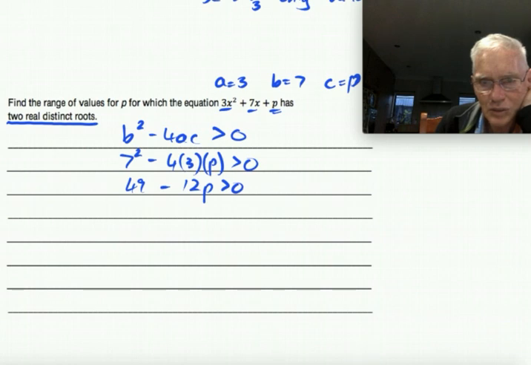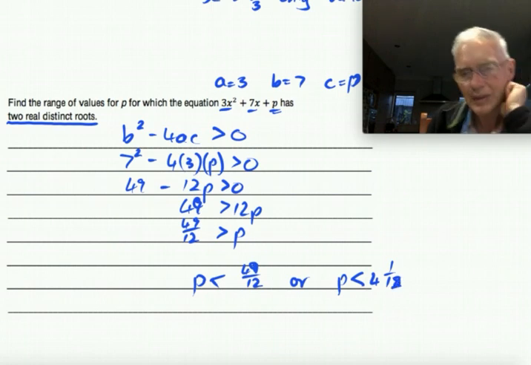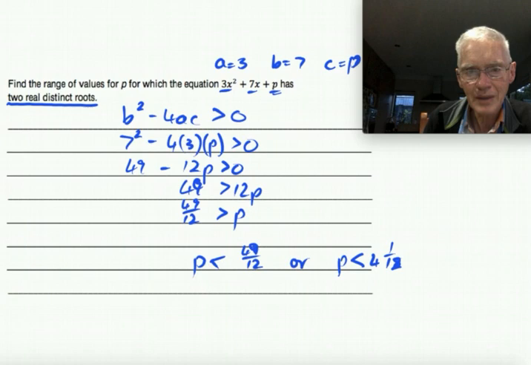I'm going to put the 12p to the other side. 49 is greater than 12p. And then divide by 12 to get p by itself. 49 over 12 is the value of p, or you could say p is less than 49 over 12. Or how many times does it go in? P is less than 4 12s of 48, aren't they? 4 and 1 12. Yeah, whoops, 1 12, not 1 8. Here we go. So that's question 1, achieved and merit.